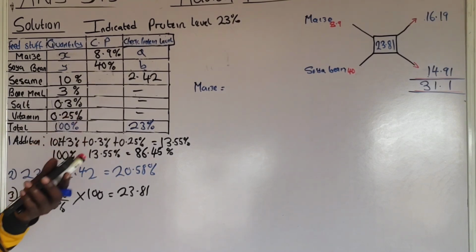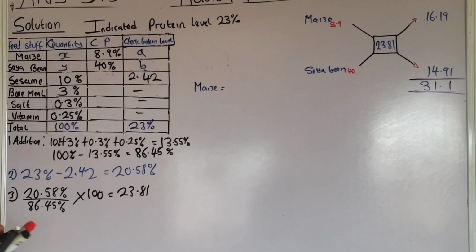The percentage that we have here contains both maize and soya beans, but we need the percentage of maize and soya bean in the Pearson square to get the quantity of maize and soya bean that we need in our diet. You understand? To get the quantity of maize and soya bean in percentage that we need in our diet, we need to determine the percentage of soya beans and maize that is in our Pearson square.